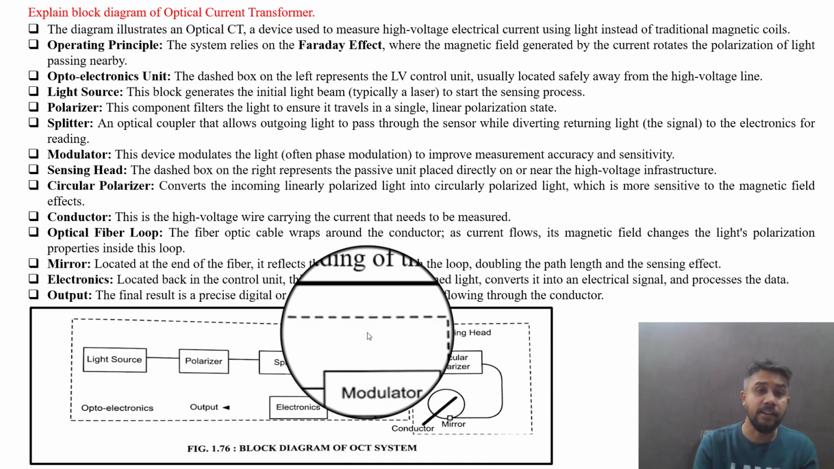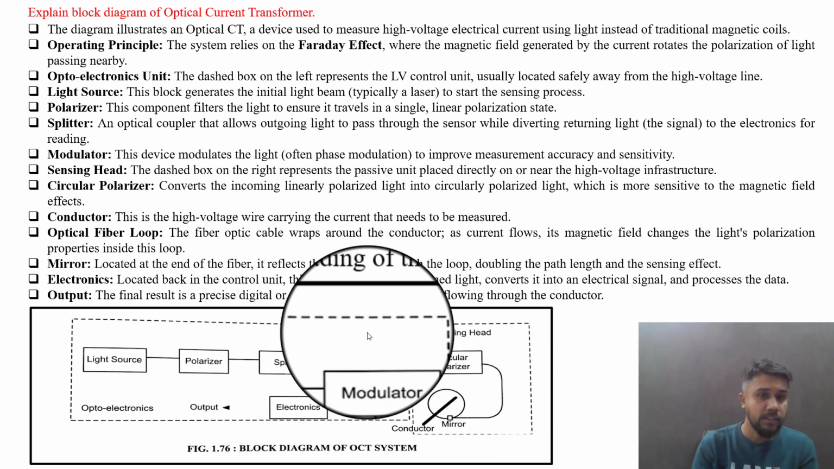The sensing head means the top portion of the CT. The dash box on the right represents the passive unit placed directly on or near the high voltage infrastructure, or the CT. A circular polarizer is also there, which converts the incoming linearly polarized light into circularly polarized light, which is more sensitive to the magnetic field effects.